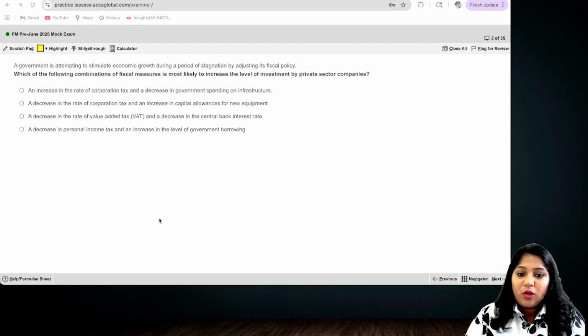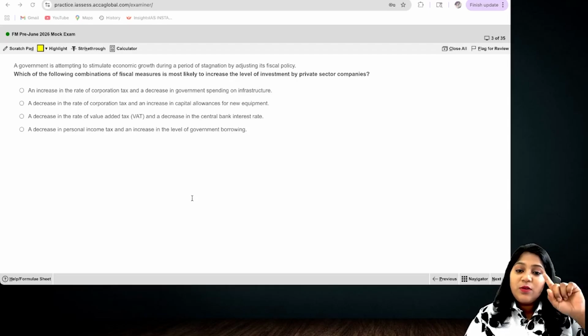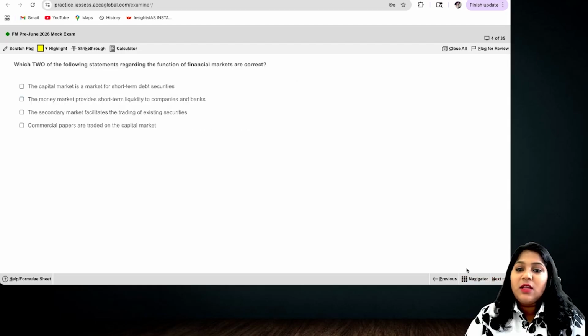Decrease in the rate of corporation tax and increase in capital allowances for new equipment. So, see, if you increase the corporation tax, it would reduce the amount of retained earnings available for investment, right? So what do you do? You go ahead and reduce the investment. So if you decrease the corporation tax, that will increase the retained earnings, which will help you to increase in what? Increase in new investment. And new investments will always get attracted when you provide good capital allowances. That is the right answer for the third one, guys. I hope you are clear on that part.